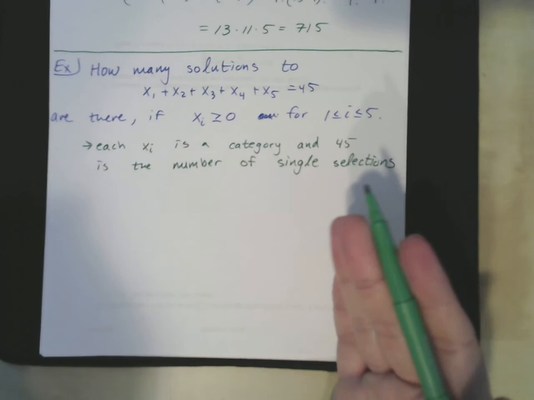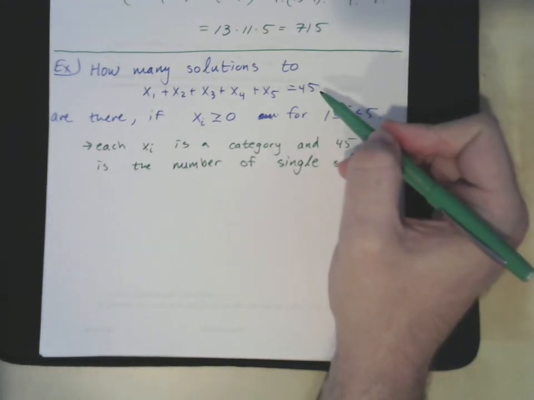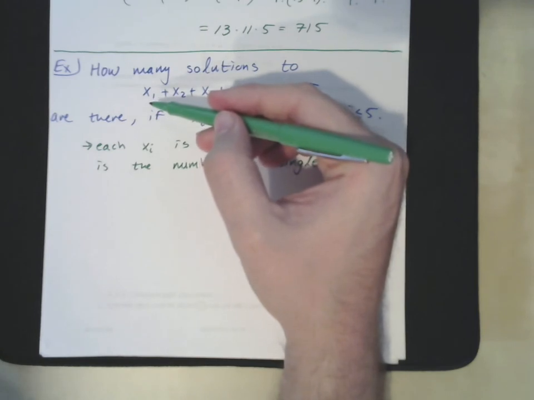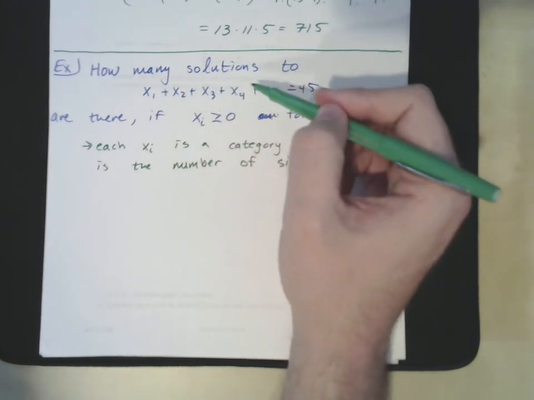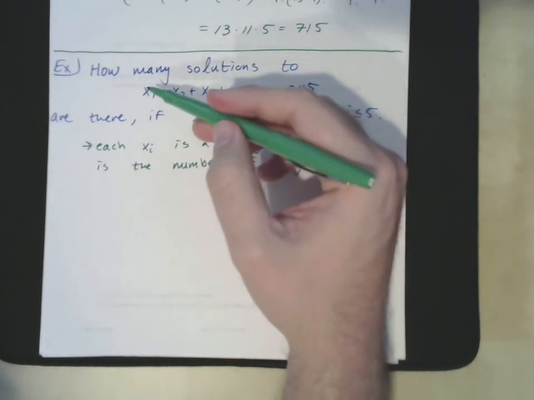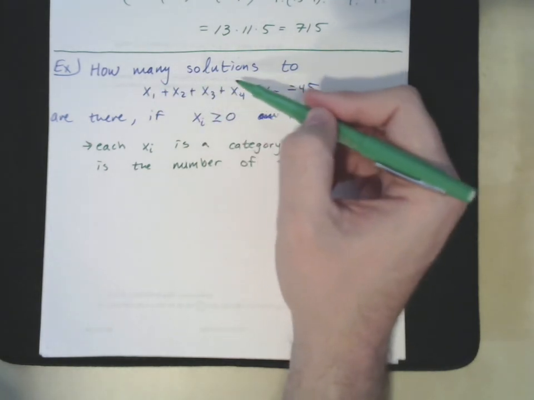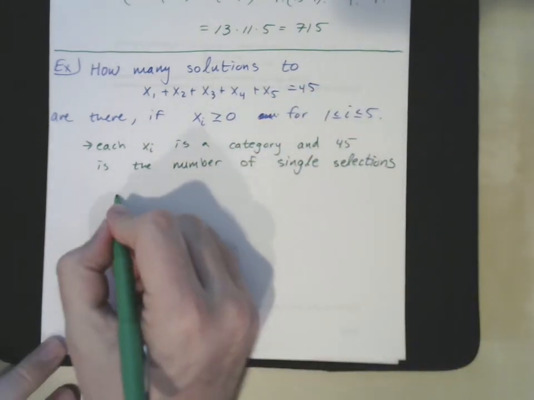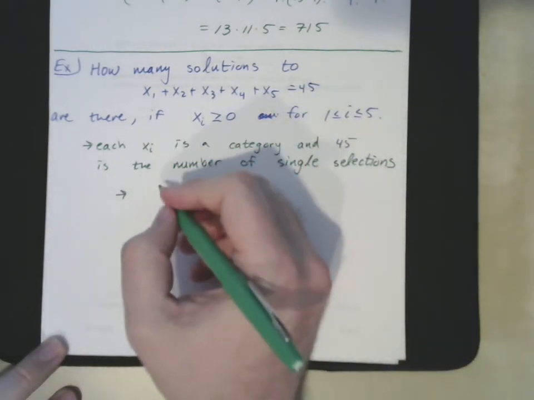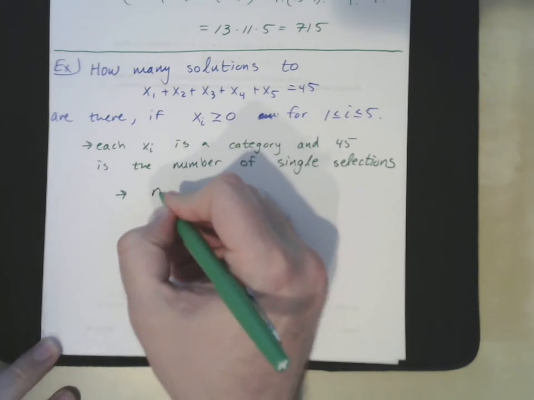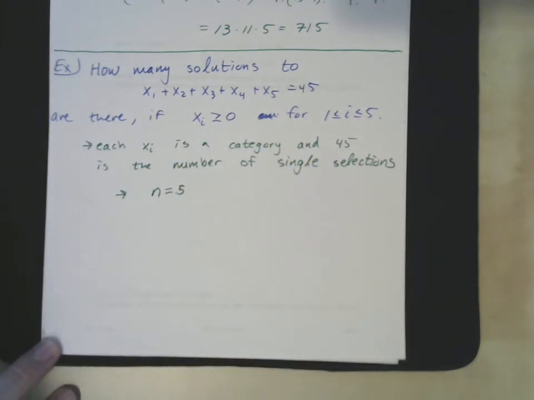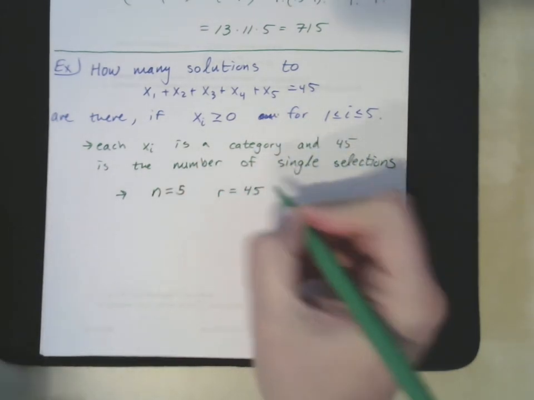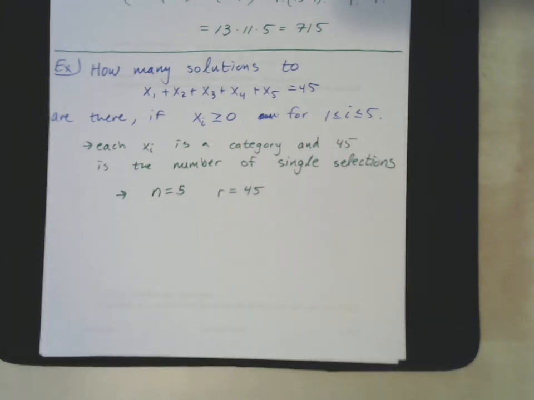Our total number of tally marks has to get up to 45. But we could put a tally mark here for 1, and then fit the other 44 into these 4 objects. Or we could put no tally marks here and fit the other 45 tally marks into these 4 categories. So in other words, our categories are our types, and we have 5 of them because we have 5 variables. Our selections: we have 45 tally marks to place, 45 selections to make.